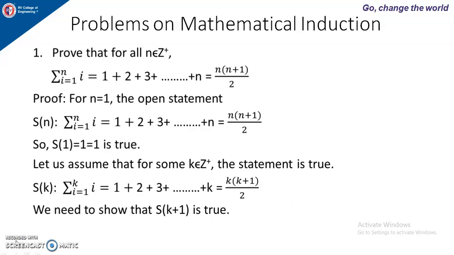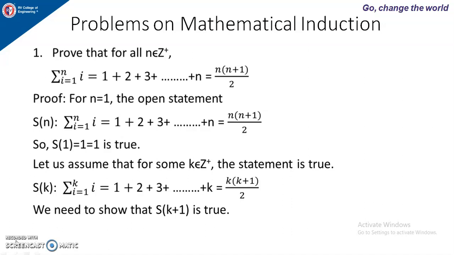Some problems on mathematical induction. First one, prove that for all n belongs to Z+, the summation i = 1 to n of i, which is 1 + 2 + 3 + ... + n, is equal to n(n + 1)/2. Proof. The basis step: for n = 1, the open statement S(n) becomes 1 = 1. Therefore, the basis step is true.